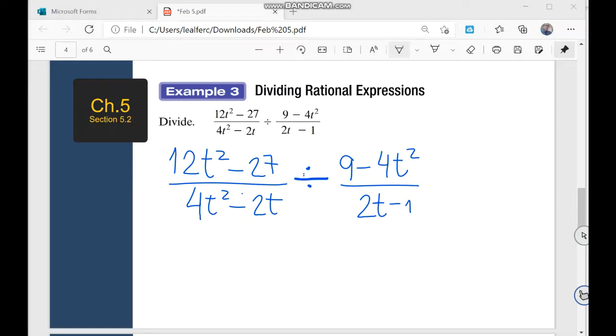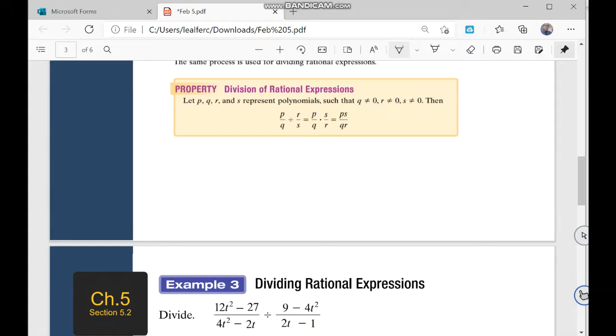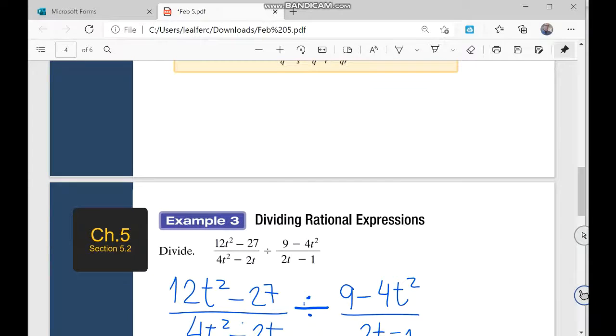I have a rational expression divided by another rational expression. I want to start this. What's going to be the first step? The first thing I have to do. Tell me. Chris DL, what do you think? You can guess. You can say anything that you want. But maybe you have a clue here on this property. What is the first thing to do to work a division?